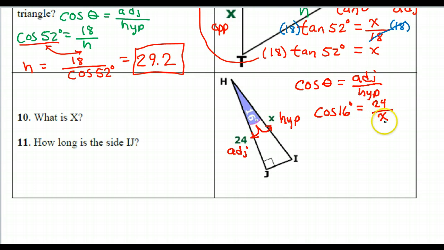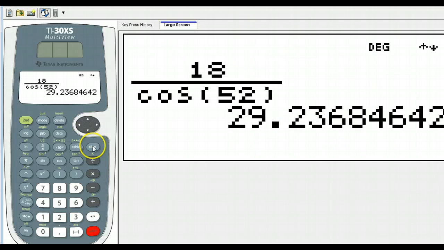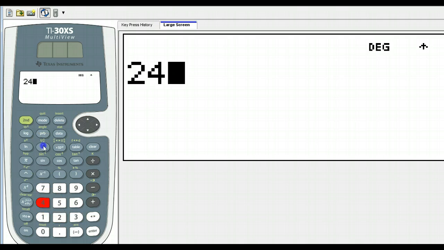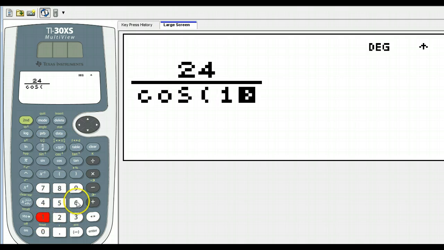All right, once again, I see that the variable is in the denominator. What am I about to do next? I am about to swap the denominator with all this. So this is going to become x equals 24 over cosine 16. And this is something I can just put in the calculator. 24 over cosine 16.